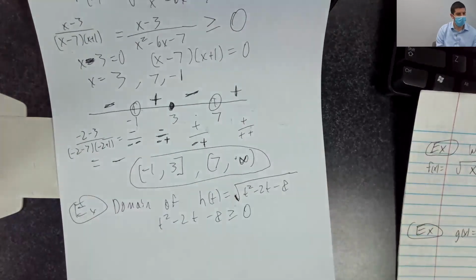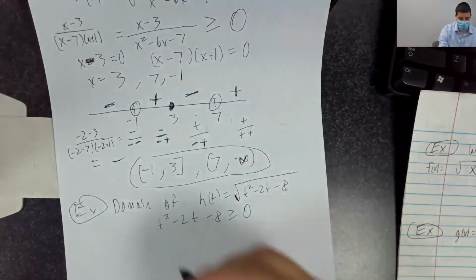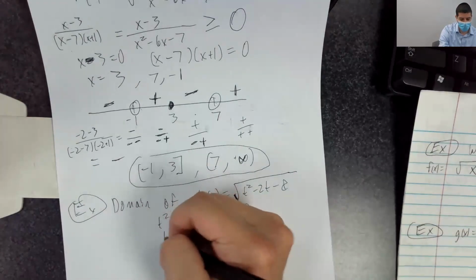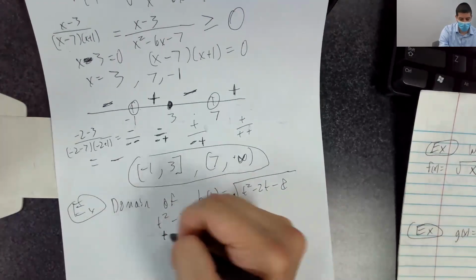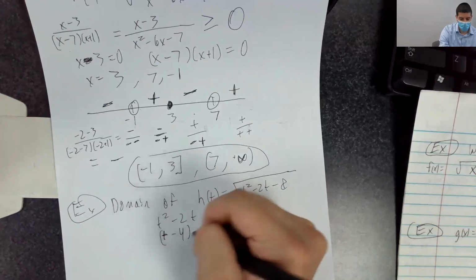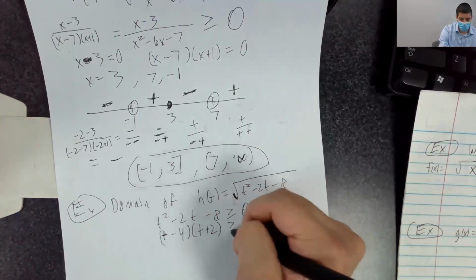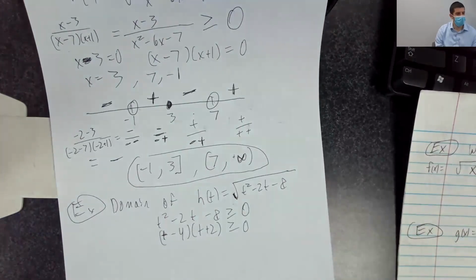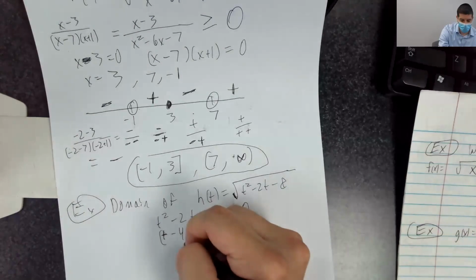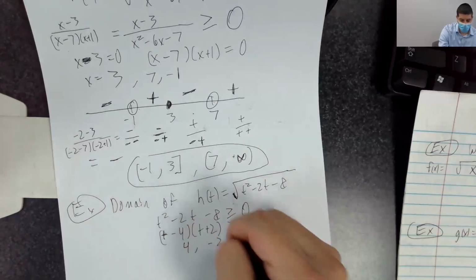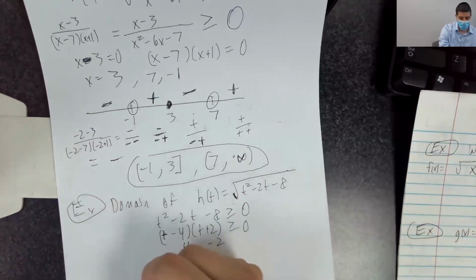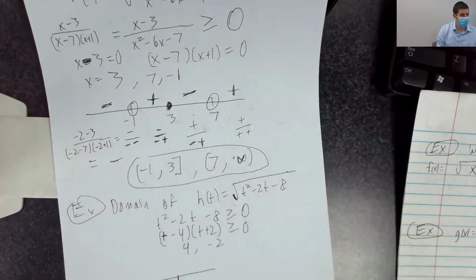And then what did you try to do? Factor. Good. How does it factor? I got (t minus 4)(t plus 2) greater than or equal to 0. Great. And what are the cut points? It would be 4 and -2. 4 and -2. So then when I put it on my number line, should you make a closed or an open circle?